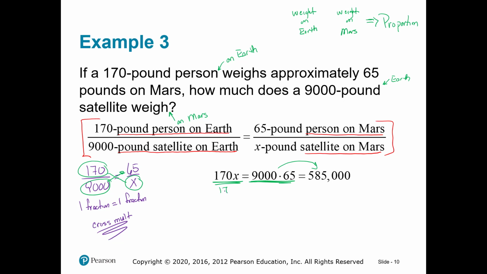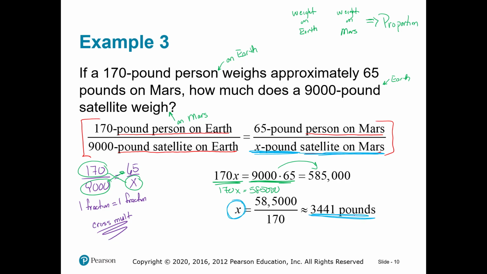So that means we have 170x equals 585,000. Divide both sides by 170, and we end up with approximately 341 pounds. Wait, what does X represent again? See, here we go. What does X represent again? X is the number of pounds the satellite weighs on Mars. X is the number of pounds the satellite weighs where? That's right, on Mars.